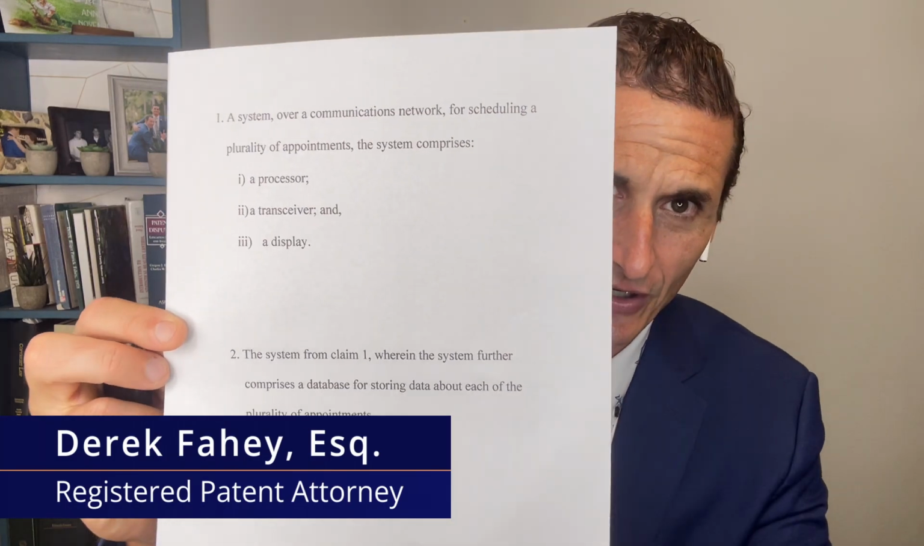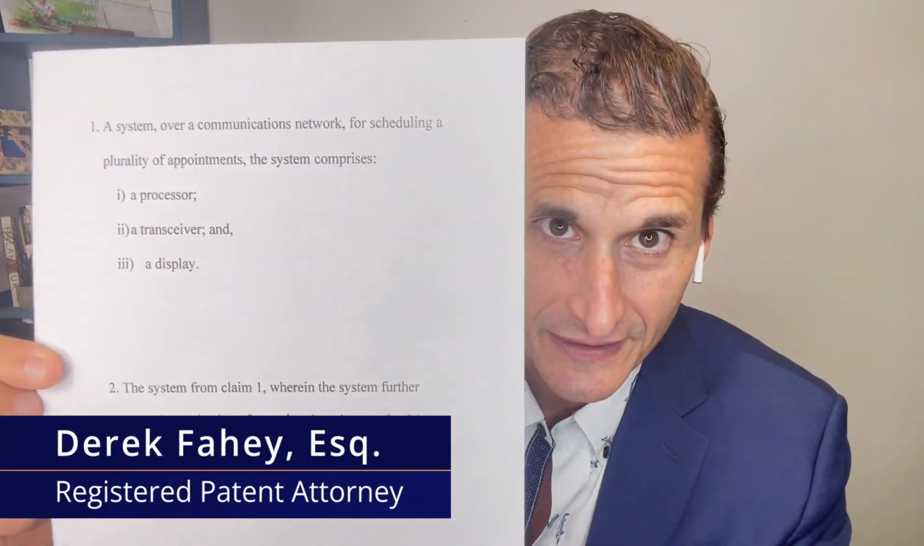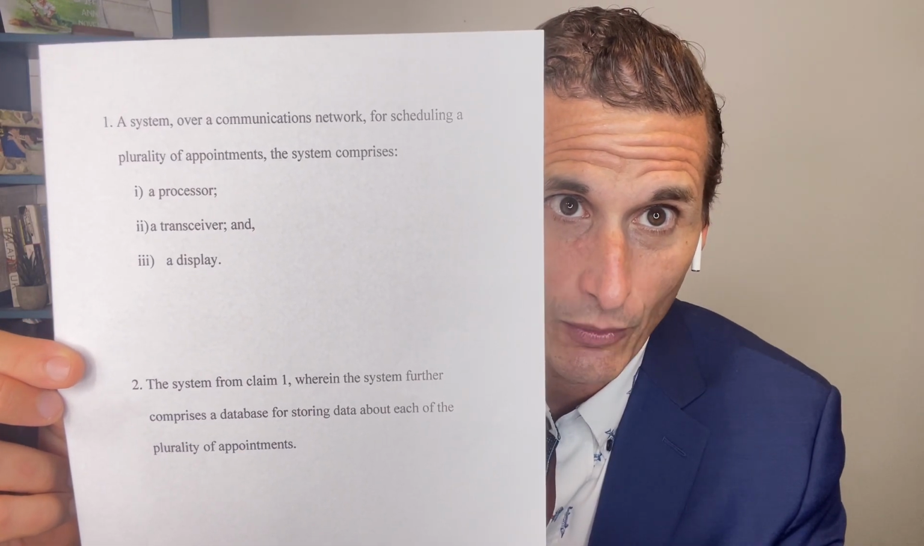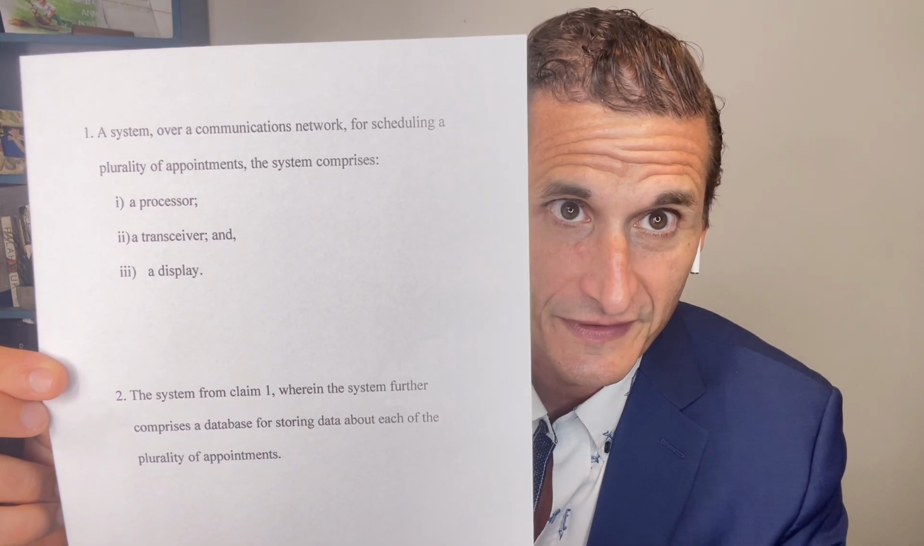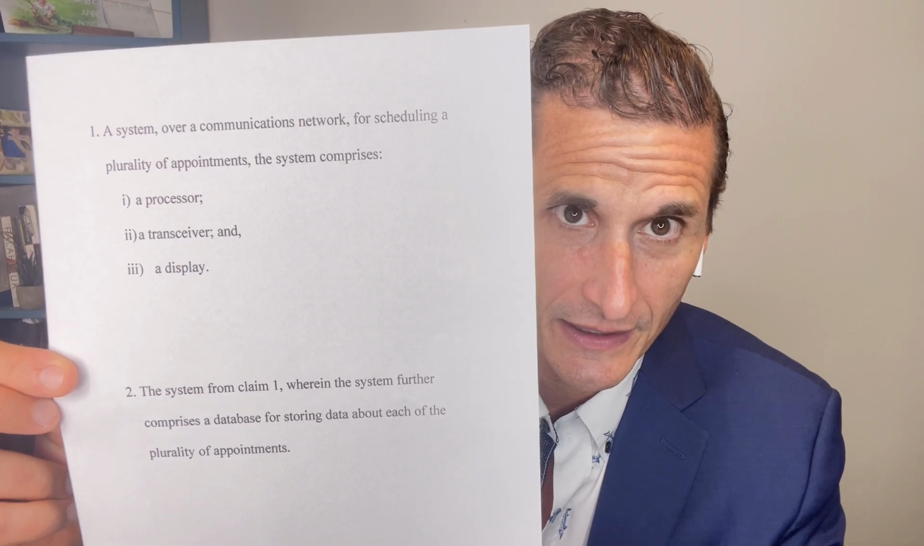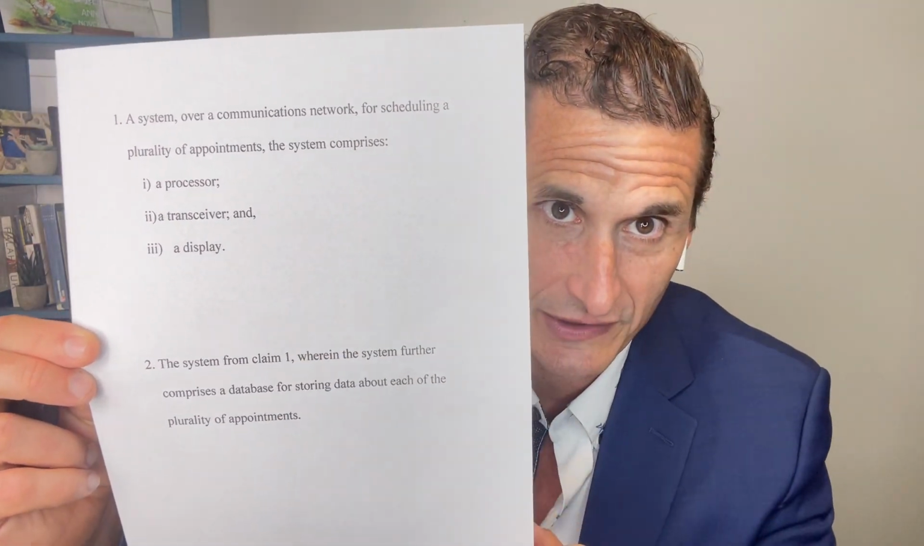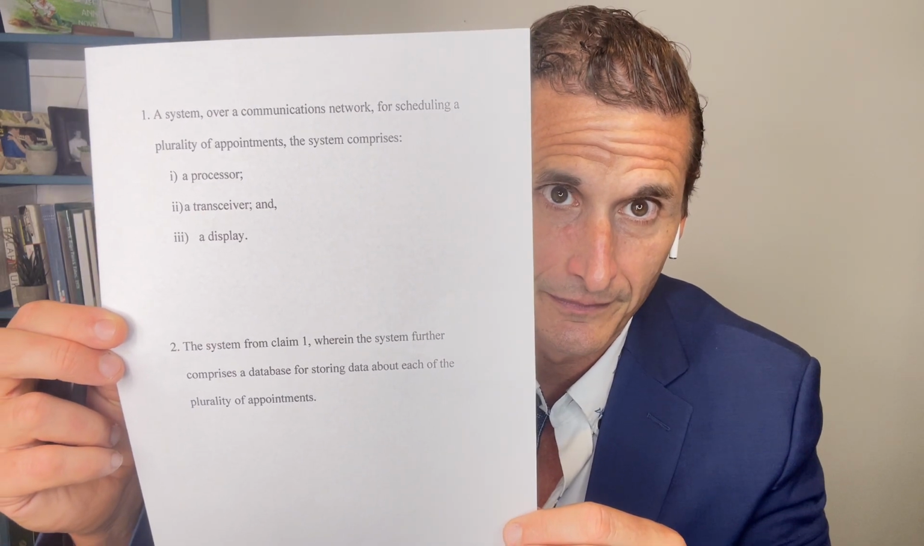A dependent claim actually includes all of the information from the independent claim. So for example, in this document here, I'm going to try to read backwards here. A system over a communications network for scheduling a plurality of appointments. The system comprises, and it has three elements: a transceiver, a processor, and a display. Okay, that's the independent claim.